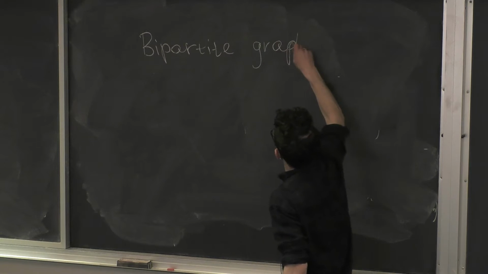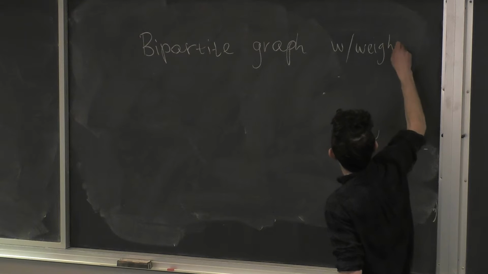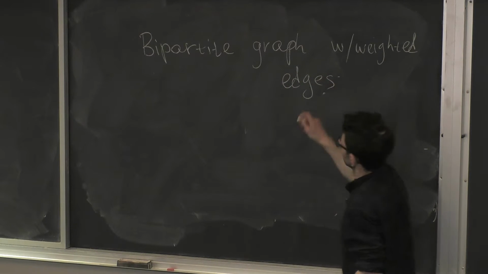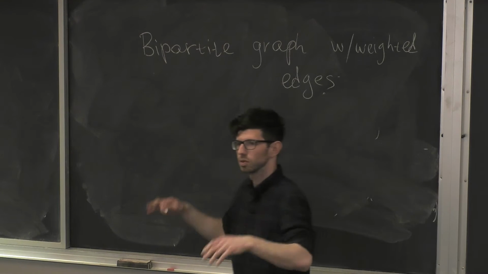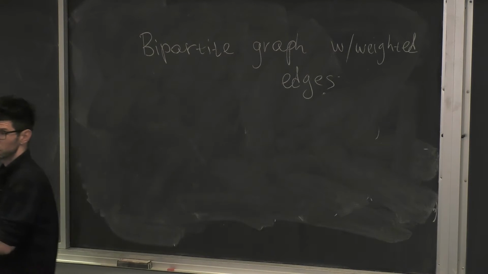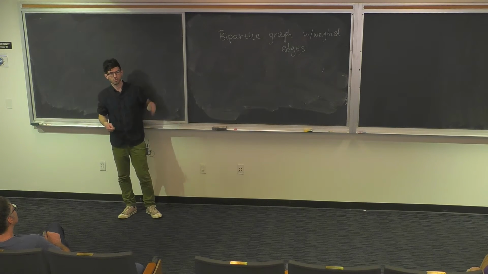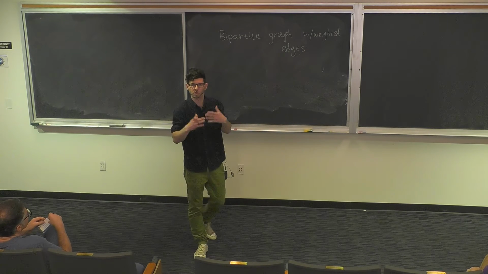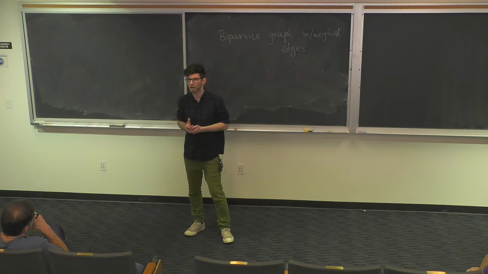And it's going to be a bipartite graph with weighted edges. For the moment, you can think of a planar graph. Later, it will be a graph on a surface. It really doesn't matter. So on this kind of bipartite graph, if we have weights on edges, then we can look at the partition function for the dimer model, which is the sum of weights of all dimer covers.